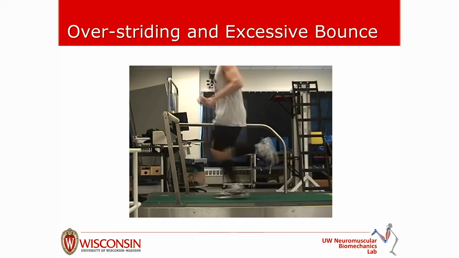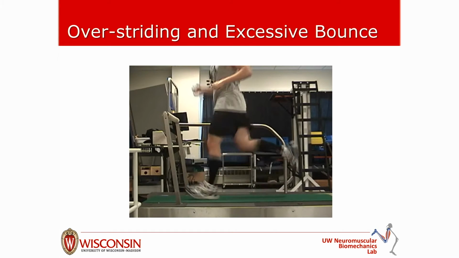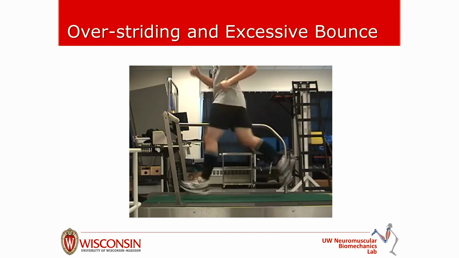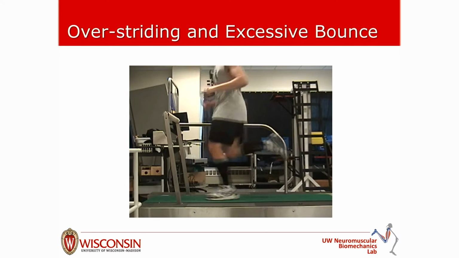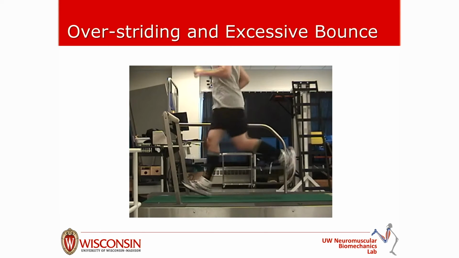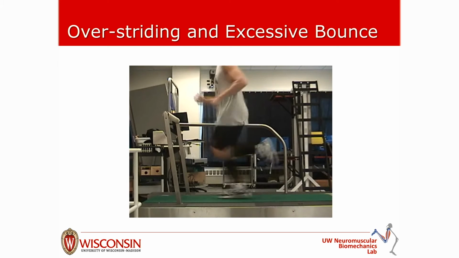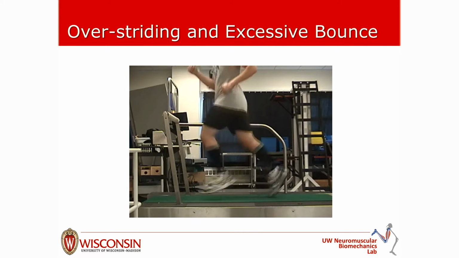This is an example of somebody who I would consider an overstrider and a bouncer. He moves up and down a lot when he runs, a lot of vertical displacement. He overstrides in the sense that his foot lands well ahead of his center of mass. And so there are many loads, as you'll see shortly, that are associated with running with this style.